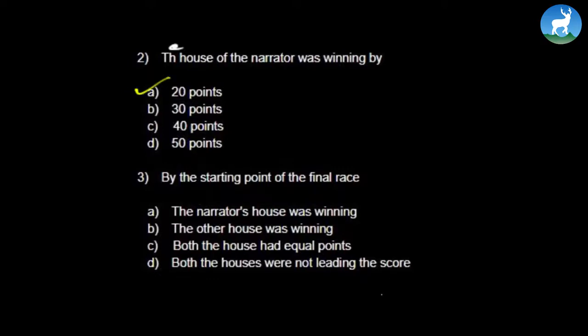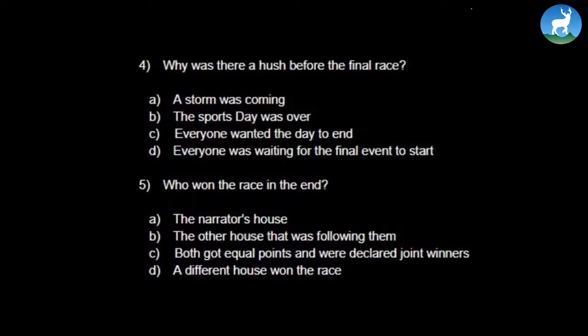Okay, let's move further. By the starting point of the final race, you can do this in the classroom. By the starting point of the final race, the narrator's house was winning, the other house was winning, both houses had equal points, or neither house was leading the score. Again, you'll have to figure out the correct answer. Now, why was there a horn before the final race? Maybe you can take this note home and do the rest at home as homework. You just pick the correct answer.